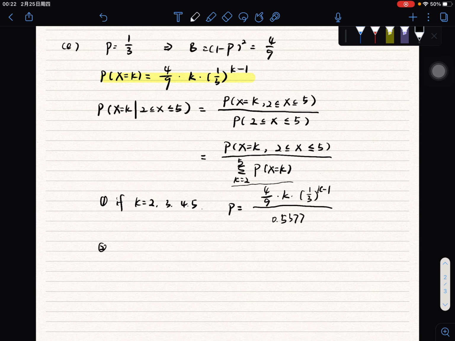And the second situation, if k is any other number, the probability is 0, because in this probability the two sets will have no intersection and the probability is 0. Therefore, the probability X equals k under the condition X is greater than 2 and less than 5, this probability is 0. That's all. Thank you.